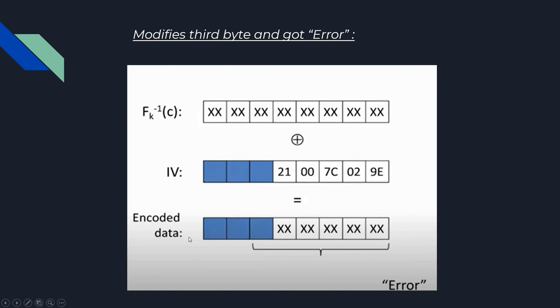So what useful information is the attacker getting from this? The attacker will know that the padding oracle will throw an error in two cases.